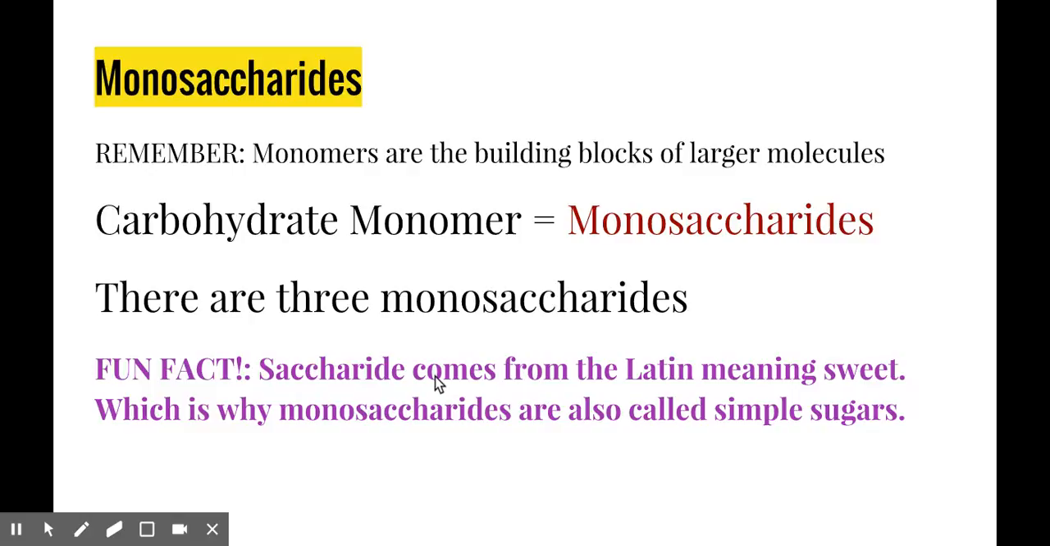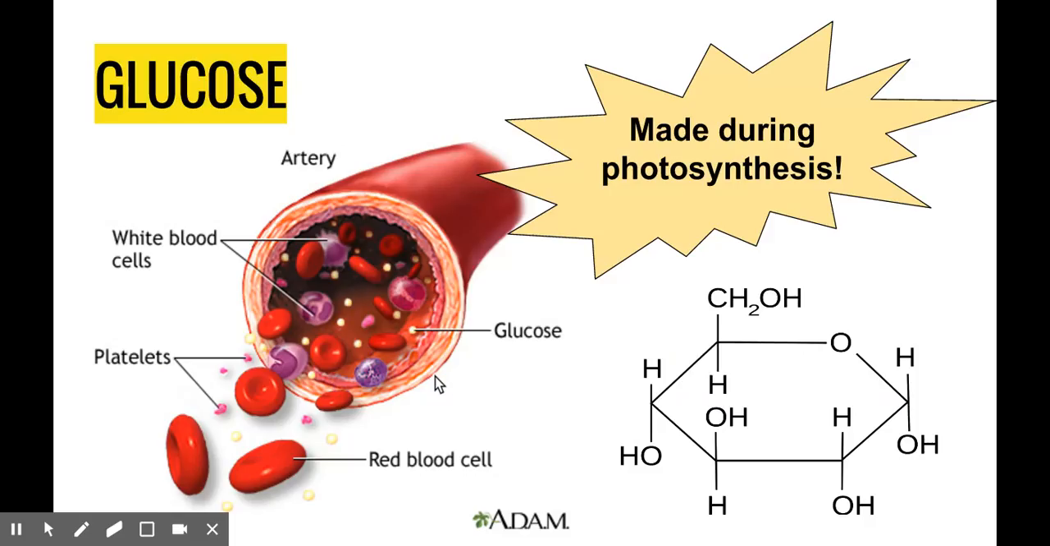So when we want to talk about the monomer of carbohydrates, we call those monosaccharides. Now mono means one, so it's helpful to remember that it is the building block because it's one unit of a carbohydrate. Saccharide means sugar. Saccharin actually comes from the Latin meaning sweet. So a monosaccharide is one sugar, which is why sometimes we hear these referred to in more common senses as simple sugars.